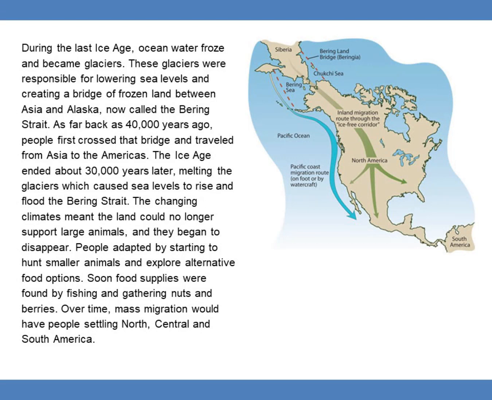The change in climates meant the land could no longer support large animals, and they began to disappear. People adapted by starting to hunt smaller animals and explore alternative food options. Soon, food supplies were found by fishing and gathering nuts and berries. Over time, mass migration would have people settling North, Central, and South America.